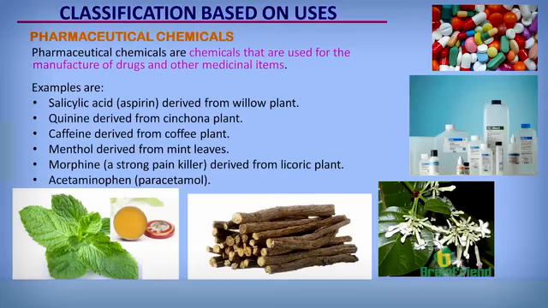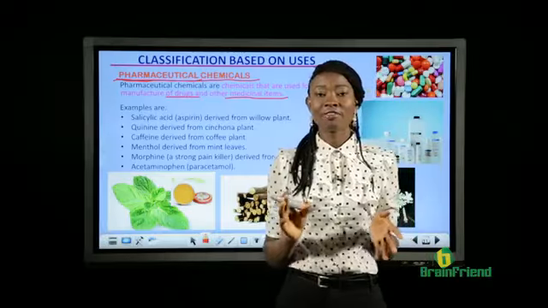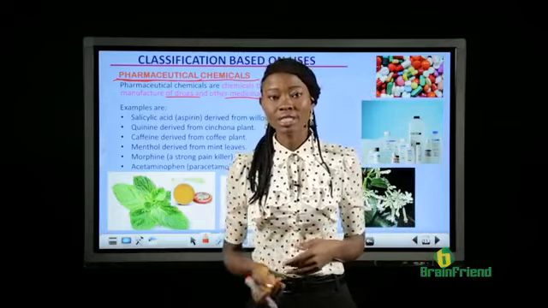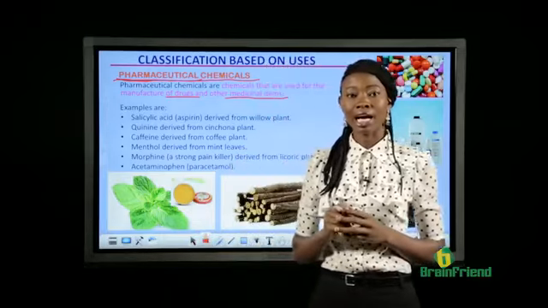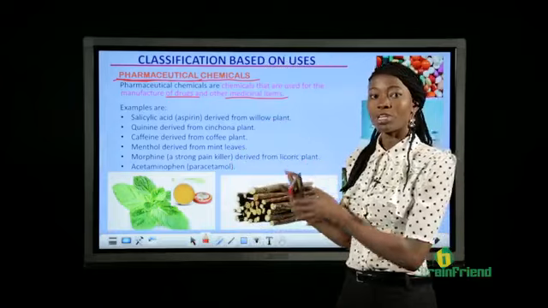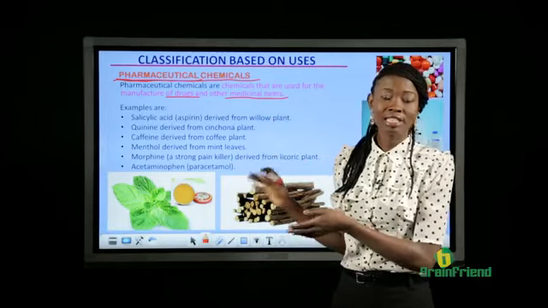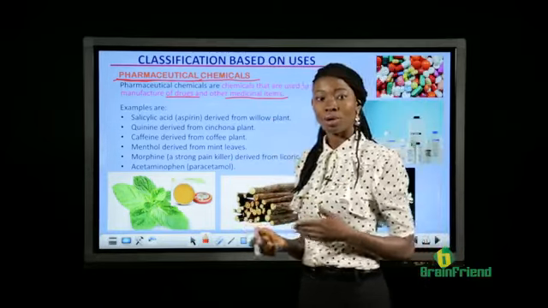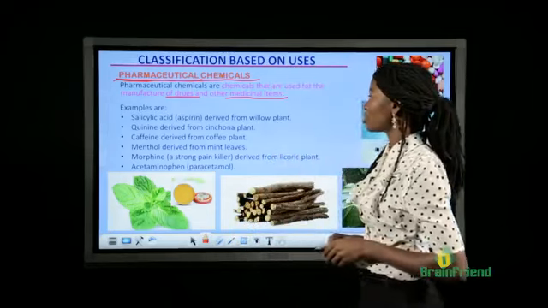The first is pharmaceutical chemicals. Pharmaceutical chemicals are chemicals that are used for the manufacture of drugs and other medicinal items. The term pharmaceutical tells us that it has to do with pharmacy. And a pharmacy is a place where drugs and medicinal items are manufactured. So we use pharmaceutical chemicals in the pharmacies to manufacture drugs and other medicinal items.